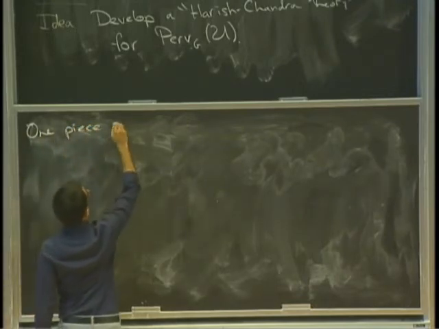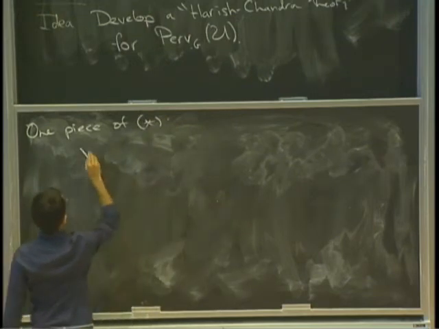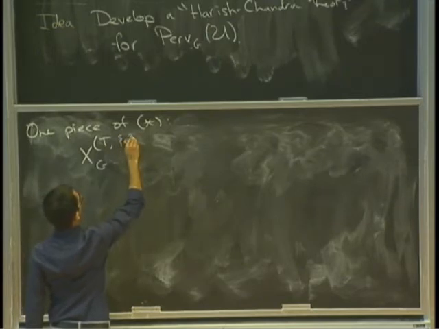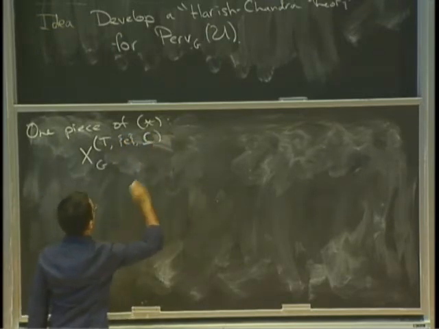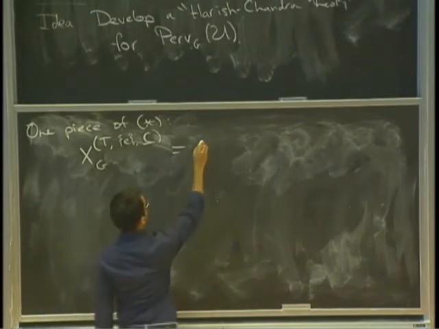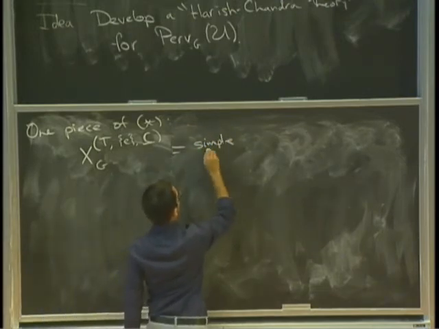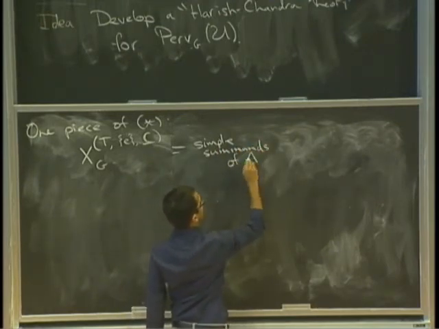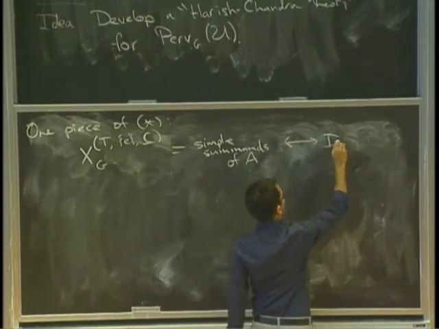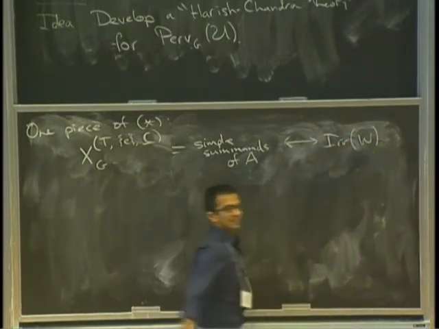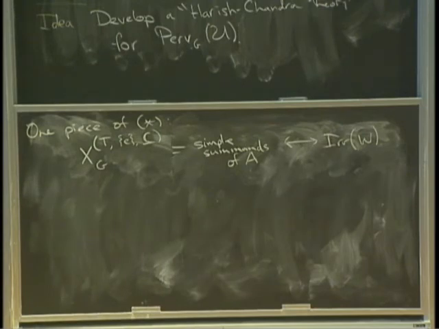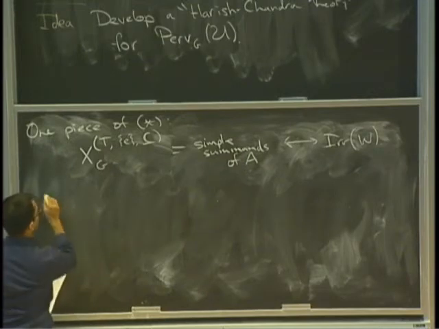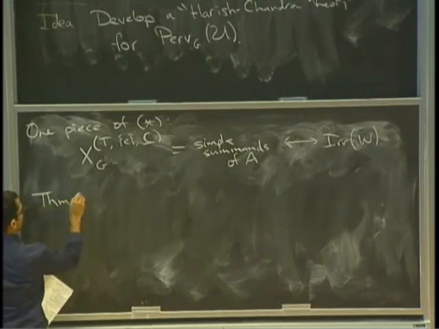is what we talked about on Wednesday. It's the induction series corresponding to the torus and the trivial unipotent class and the constant local system on that. And this is the simple summands of the Springer sheaf. So we've already seen this, and the Springer correspondence says that's in bijection with the representations of W. So here's theorem 8.